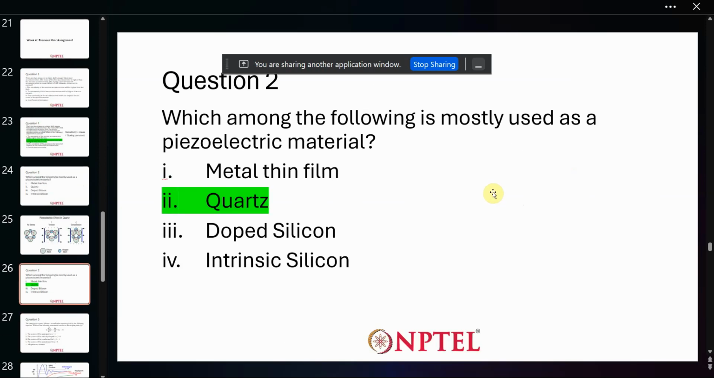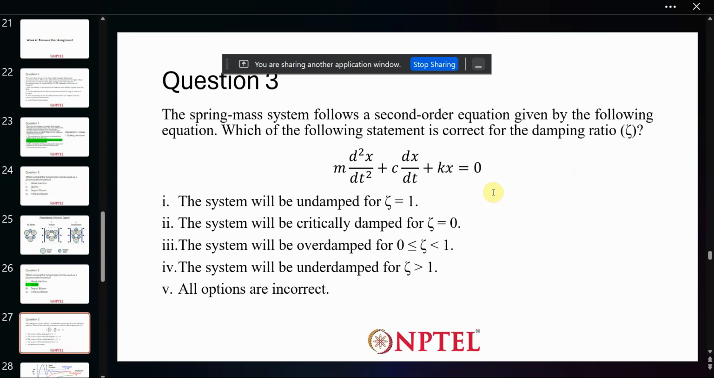So quartz is the answer. In the third question, a spring mass system follows a second order equation. Which of the following statements are correct for the damping ratio? The damping ratio is eta. That is a very fundamental property of a spring mass system.